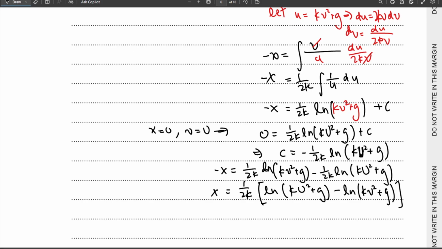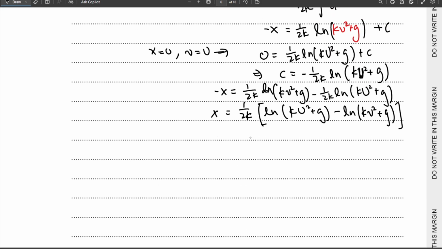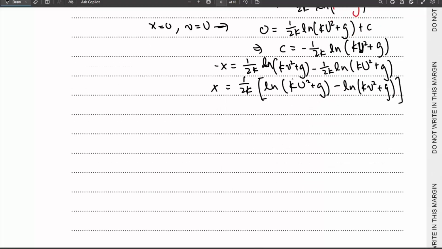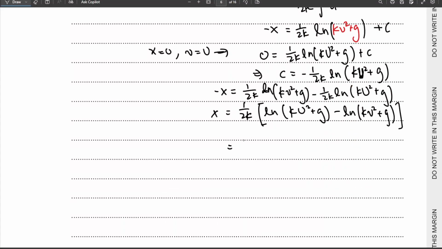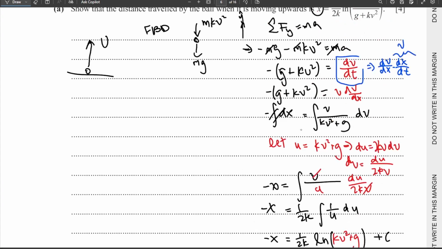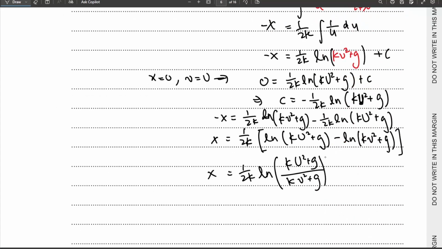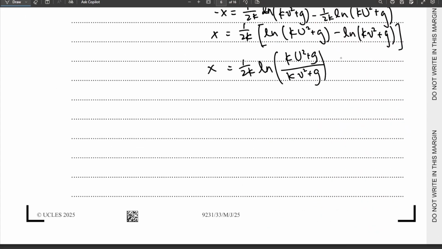Using the logarithm rules, this is a subtraction of logs, and I can make it into a quotient. And this is exactly what they've given us in the question. So we have proven this.